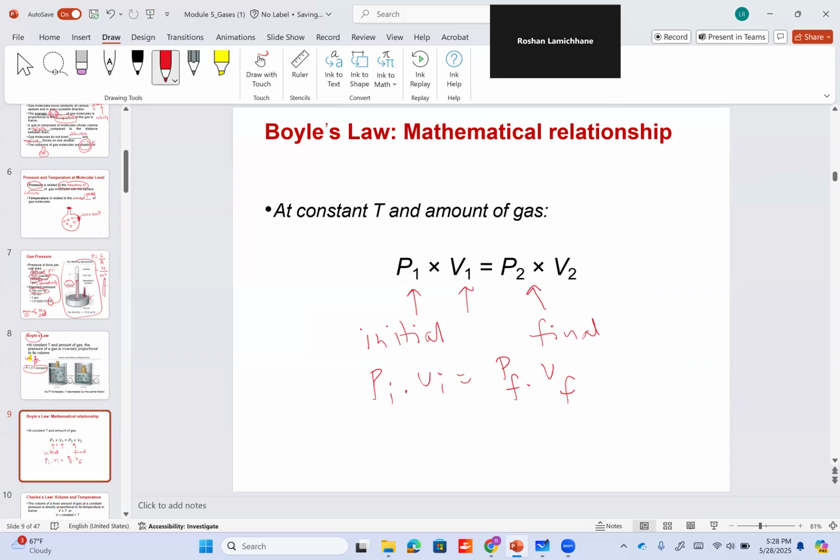Now do keep in mind, for Boyle's law to hold true, we talked about these four terms: P, V, N, and T, right? Pressure, volume, number of moles, and temperature. All right. Now, since Boyle's law looks at pressure and volume, that means for Boyle's law to hold true, the other two terms have to be constant. That means N and T are constant in Boyle's law, right?